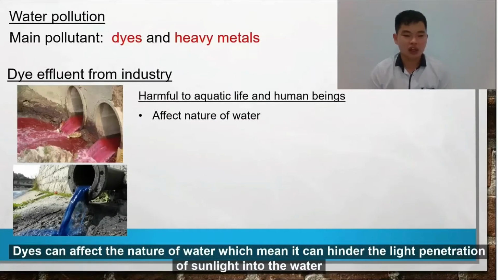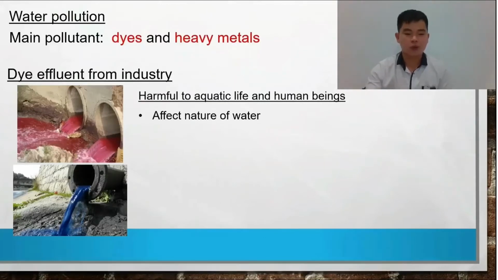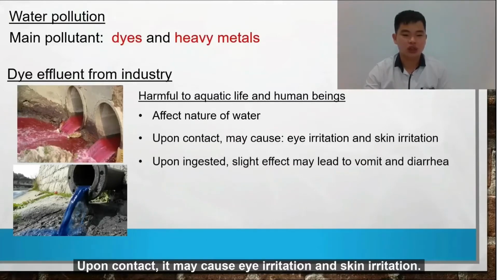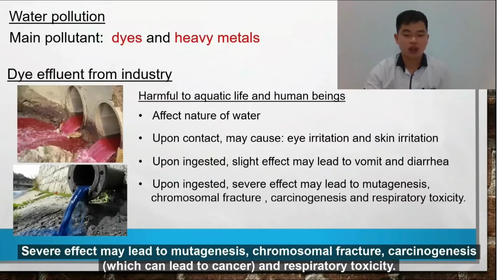Dye can affect the nature of water, which means it can hinder the light penetration of sunlight into the water and disturb the photosynthesis process of aquatic plants. Upon contact, it may cause eye irritation and skin irritation. Moreover, upon ingestion, slight effects may lead to vomiting and diarrhea. Severe effects may lead to mutagenesis, chromosomal fracture, carcinogenesis, which can lead to cancer, and respiratory toxicity.